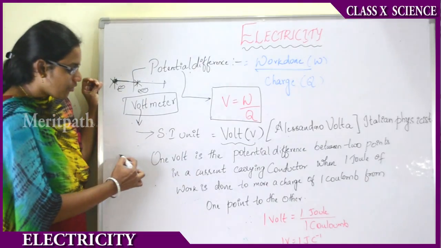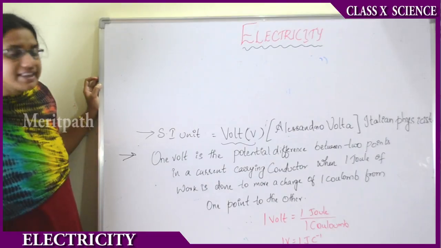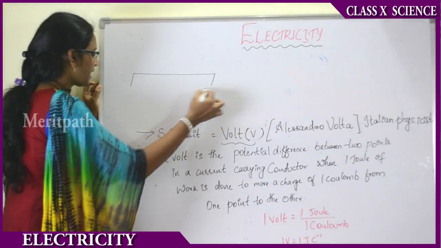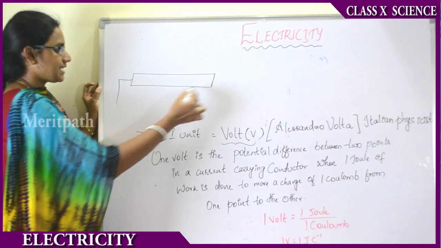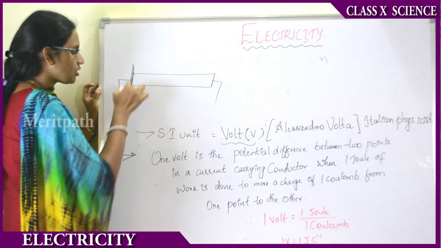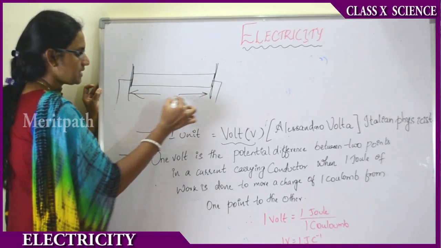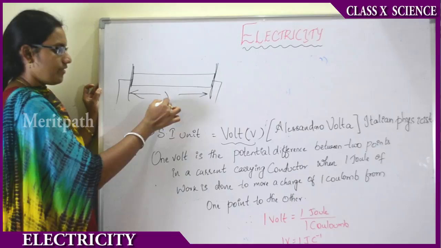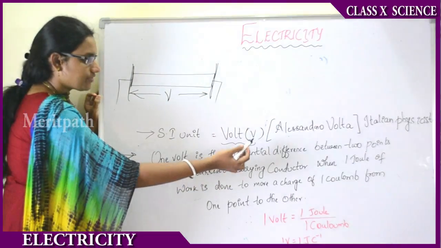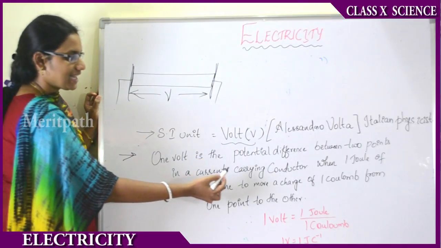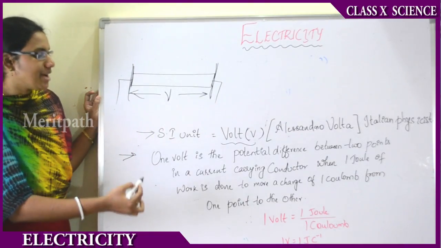1 volt is the potential difference between two points. For example, let us take a copper wire which is carrying an amount of current. Let us assume this is a conductor. These are the two end points of the conductor. The difference between these two end points is known as the potential difference, V, and 1 volt is defined as the potential difference between two points in a current carrying conductor when 1 joule of work is done in moving a charge of 1 coulomb from one point to the other.